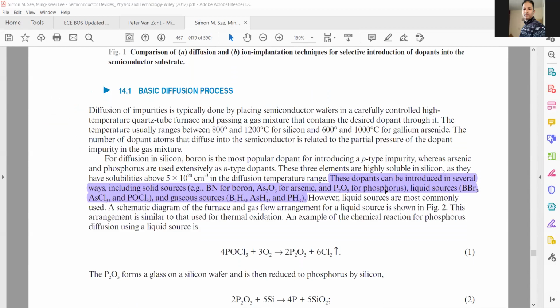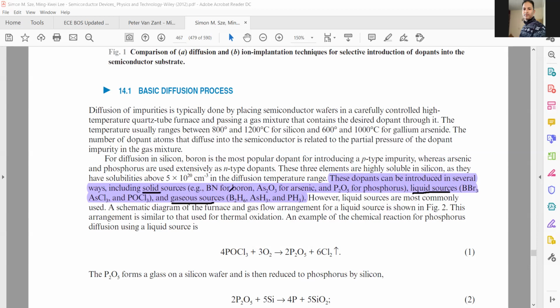In the last class we had discussed the diffusion setup. In that we were discussing how we can have different dopant sources. Sources can be in solid form, and sources can even be in liquid form. We can have liquid sources, and also there are gaseous sources for dopants.